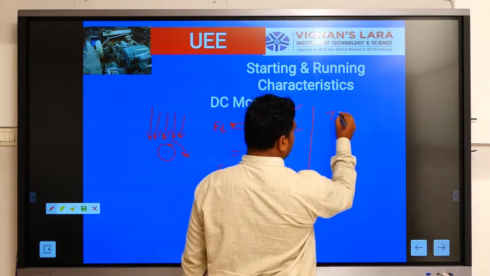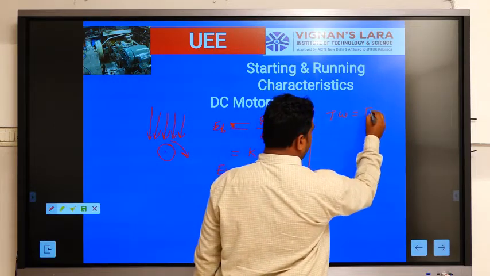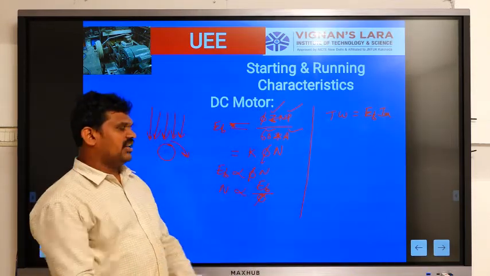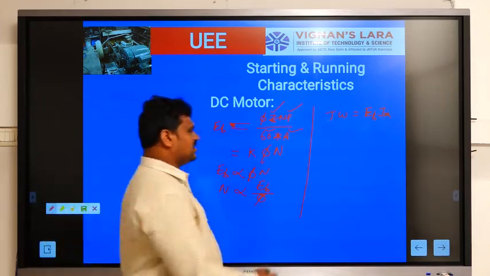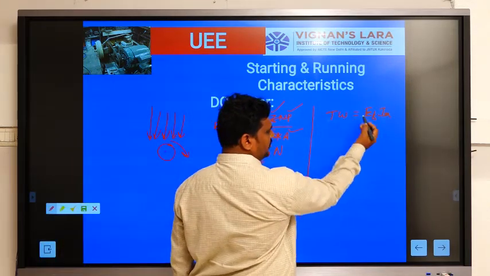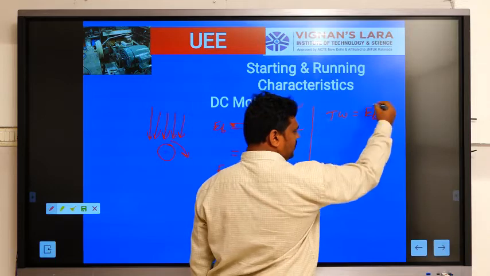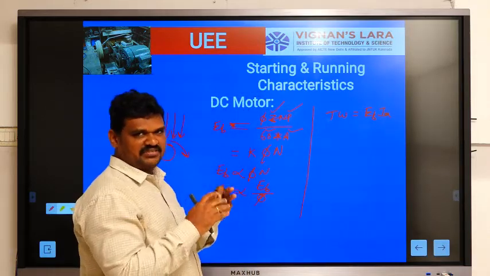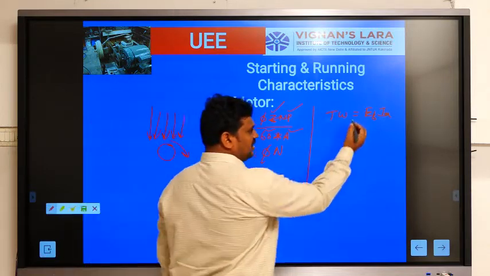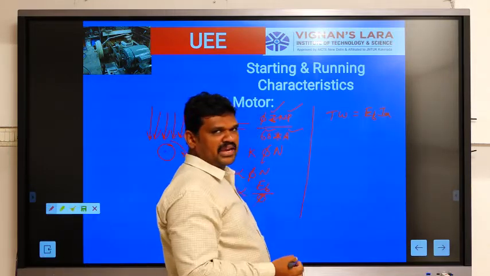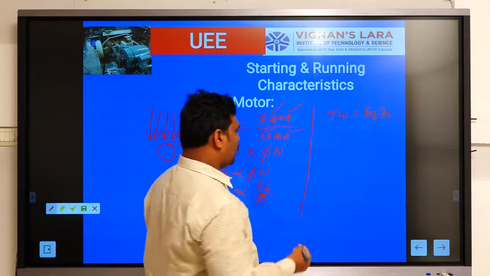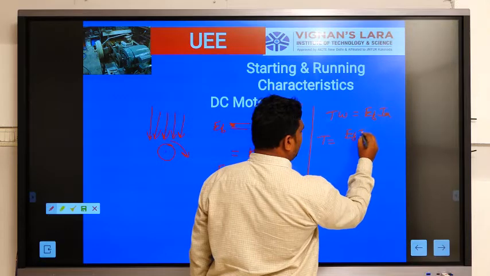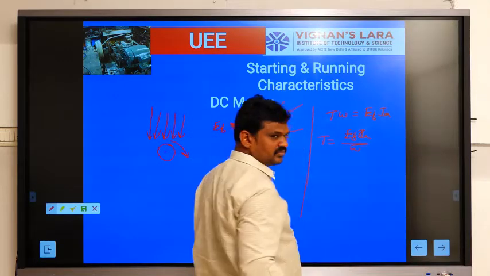The electrical power generated in the armature is converted into mechanical energy. Mechanical energy means torque into omega is equal to the electrical power generated in the armature, so EB into IA is equal to T into omega. Now what is the torque? T is equal to EB IA divided by omega.